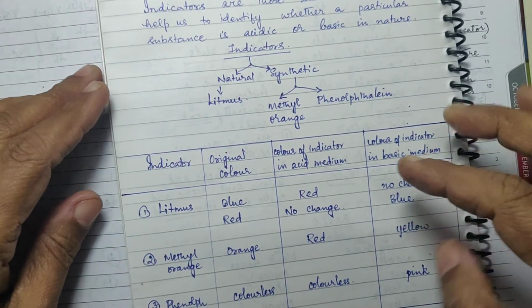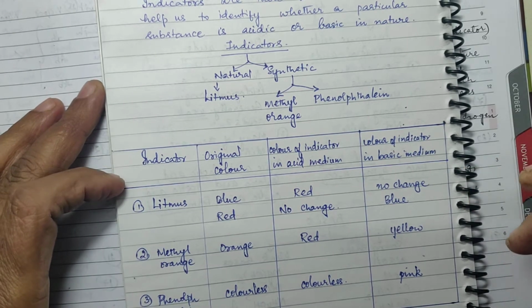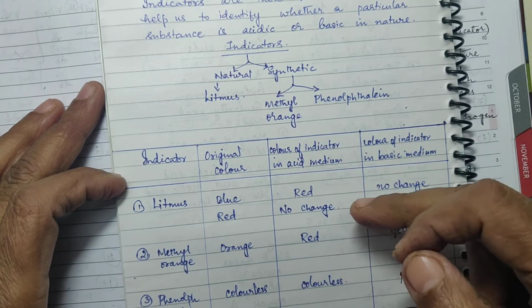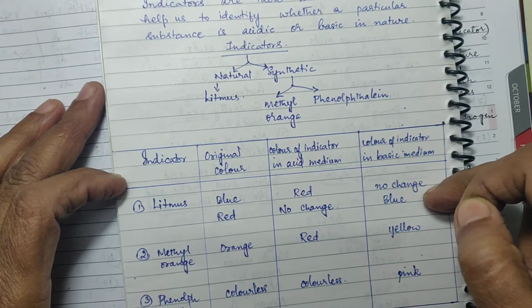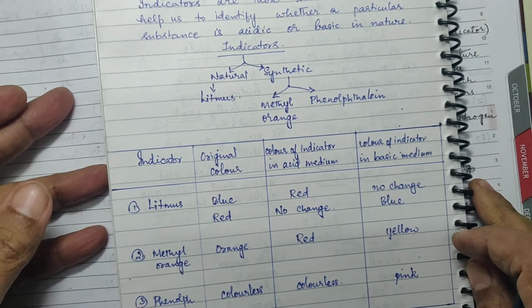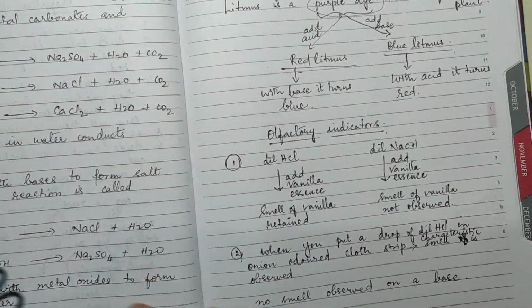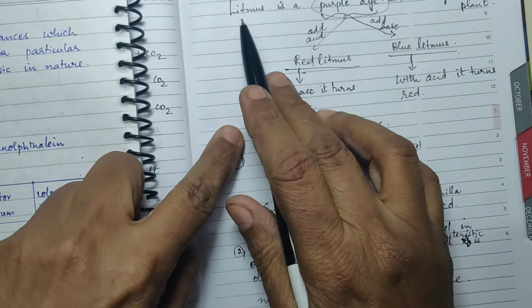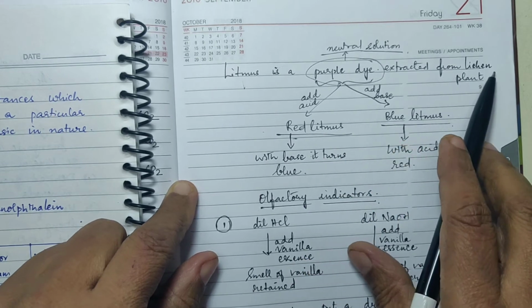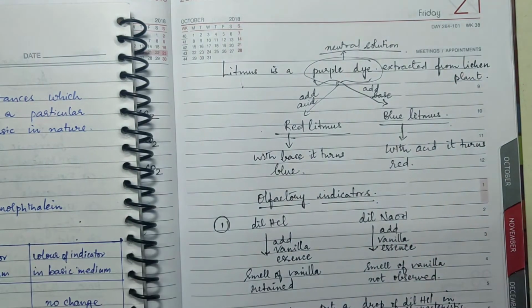Now, a simple indication of how these indicators work. These are the indicators, and I have given their original color and how they change in the acidic medium and in the basic medium. Right? Now, what is litmus solution? Litmus is a purple dye. It is extracted from the lichen plant, which belongs to thallophyte. Right?